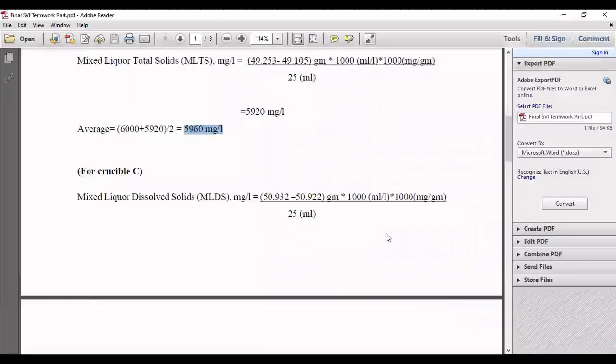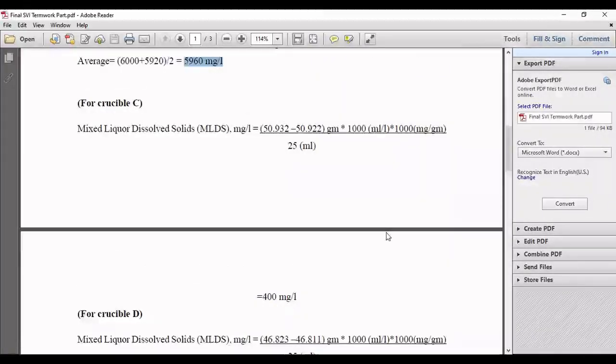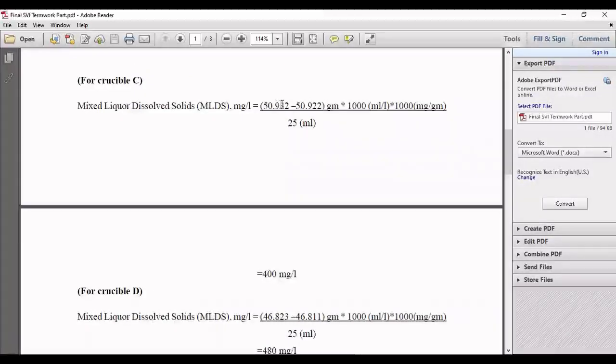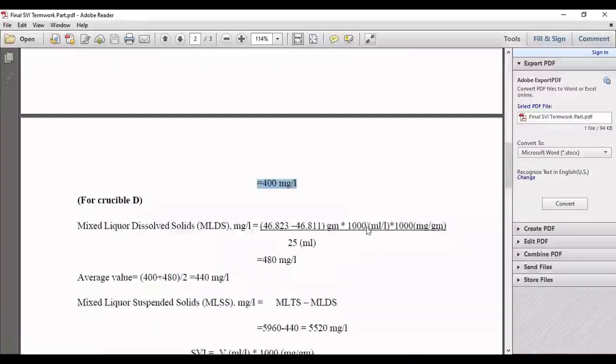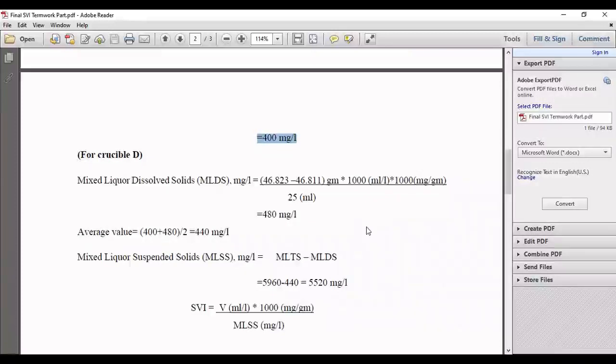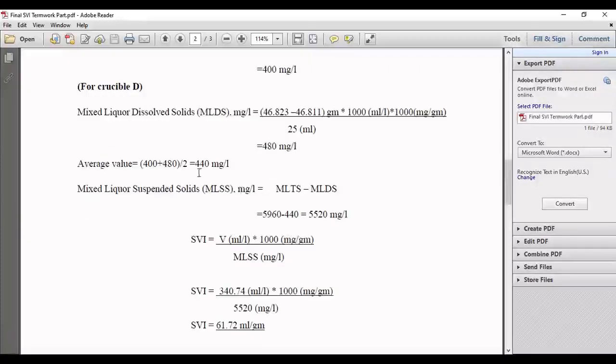Crucible C and crucible D are being used for finding out the mixed liquor dissolved solids. So the formula here will have a slight change. It will be W4 minus W3, and the recorded values are put in the formula, and we get the MLDS value as 400 mg per liter. Similarly, for crucible D, which is another set for MLDS, we have substituted the values that we got during the experimentation, and the value that comes out is 480 mg per liter. So the average of the above two values for MLDS comes out to be 440 mg per liter, right?